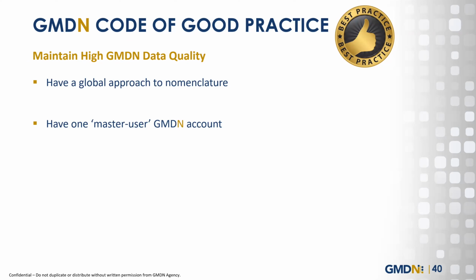So that would be a master user that has all the necessary permissions to act in relation to the GMDN activities. That master user does not need to be an expert that knows all the products, but it can be a person who will be in charge, and that person will be able to assign sub-users that will be allocated some of the tasks.